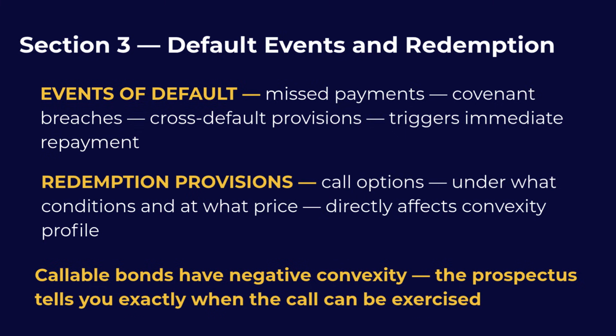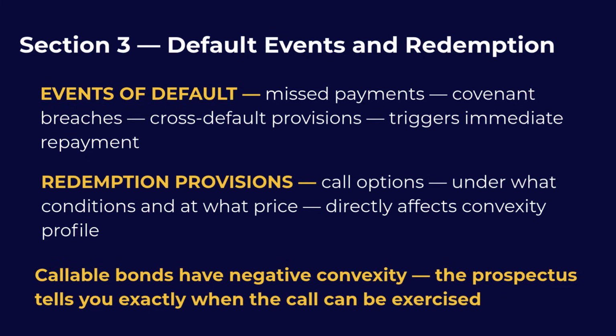The third critical section covers events of default and redemption provisions. Events of default specify exactly what circumstances would force the issuer to repay the bond immediately, including missed coupon payments, covenant breaches, and cross-default provisions that trigger if the issuer defaults on other debt.